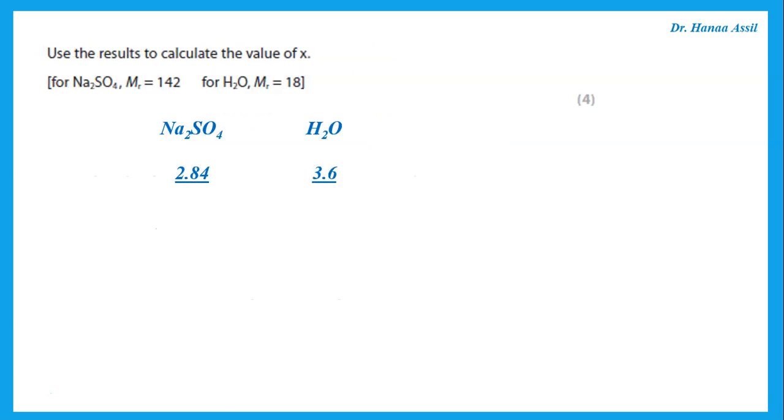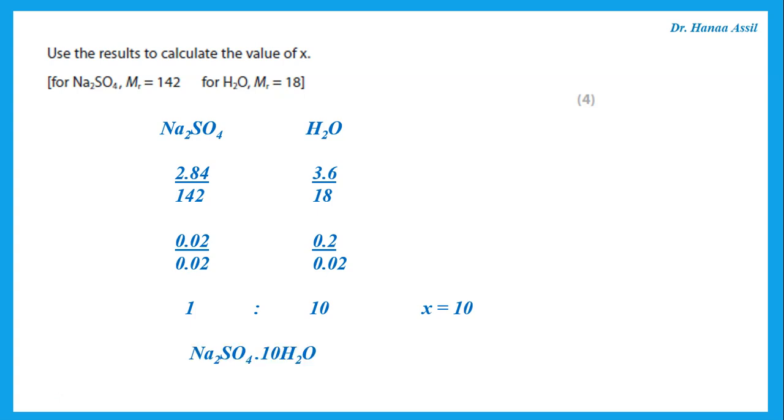Again, we put it in the form of getting empirical formula. Divide by the MRs which are given, the numbers that come out. Divide by the smallest. This comes in a ratio of 1 to 10, and that means that X is 10. And the salt has a formula of sodium sulfate, 10 water.